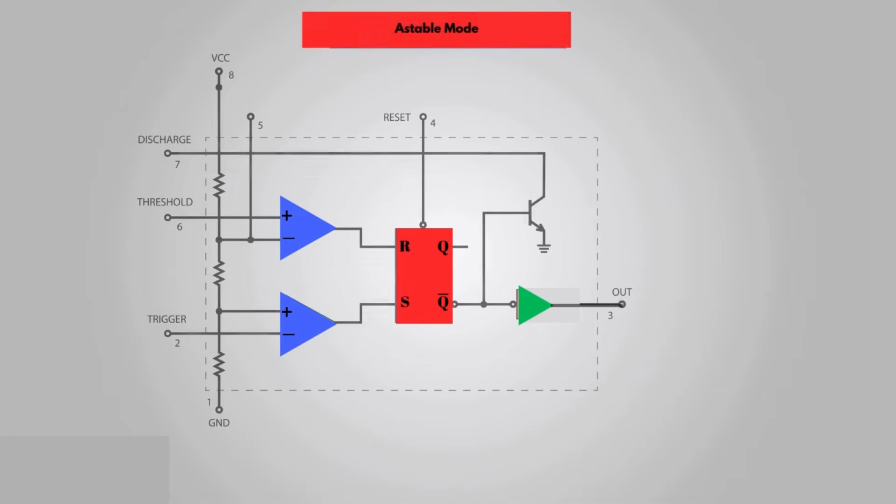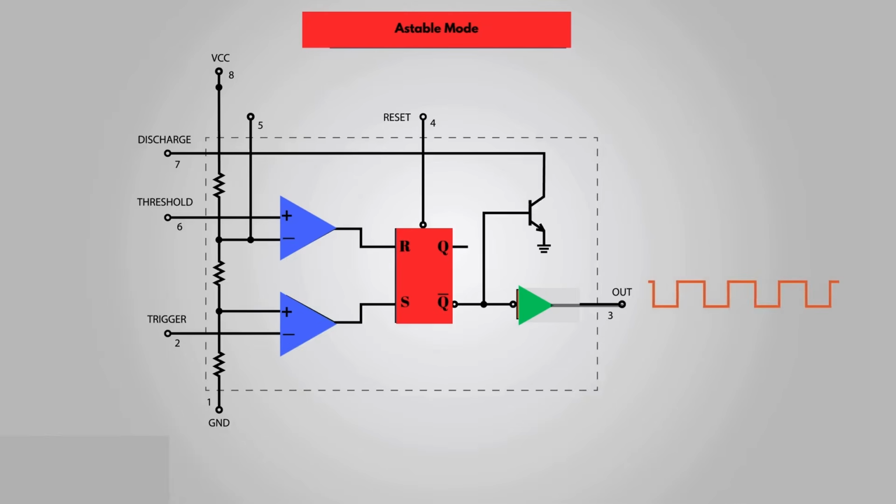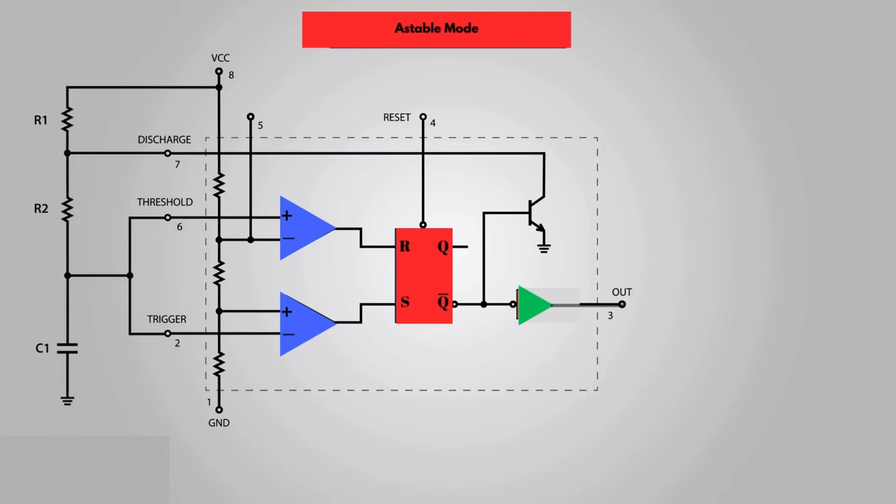Next, let's see how the 555 timer works in Astable mode. In this mode, the IC becomes an oscillator, or so-called free-running multivibrator. It doesn't have a stable state, and continuously switches between high and low, without application of any external trigger. Here's an example circuit of the 555 timer operating in Astable mode. We only need 2 resistors and a capacitor for this example.